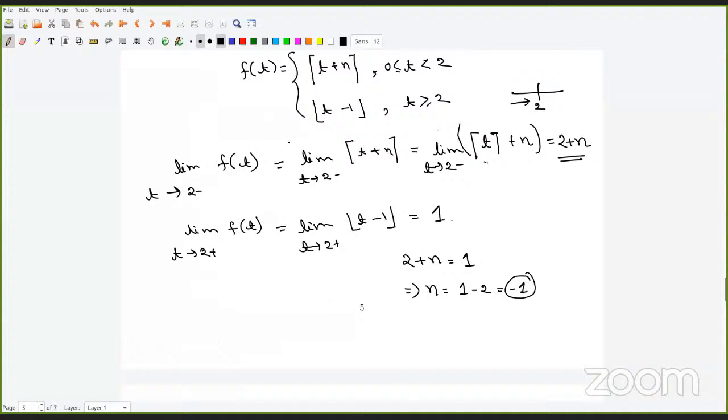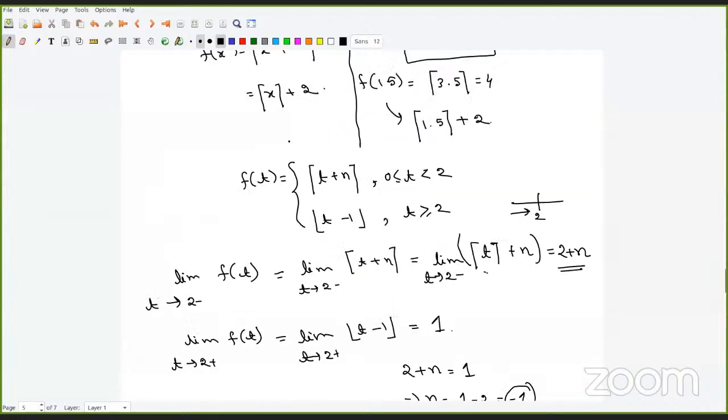Is it necessary that if it is continuous at 2, it would be continuous at some other point? No, that is not necessary, exactly.